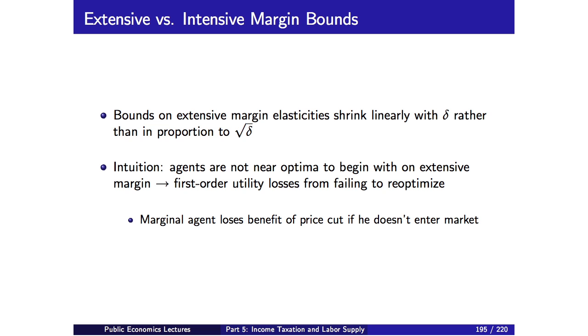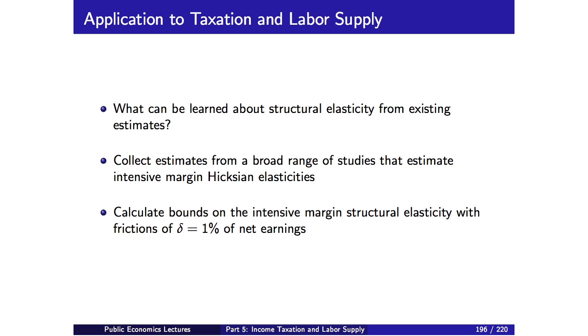Okay, so this is just recapping what I said. The bounds on the extensive margin elasticities shrink linearly with delta rather than in proportion to the square root of delta, which is what happens on the intensive margin. And so the bounds end up being much tighter because of the intuition that I described. So now the last thing on this is to ask what we can learn about the structural elasticity from existing estimates of the labor supply elasticity. Let's take this technique and apply it to the literature on taxation and labor supply, and it's going to provide a synthesis and summary of the literature that we've been talking about in the past few lectures.